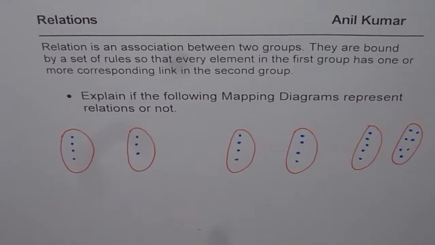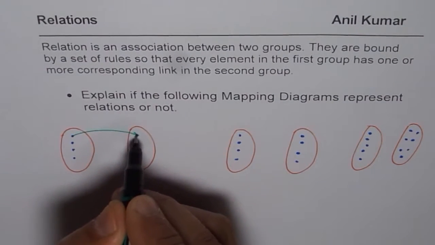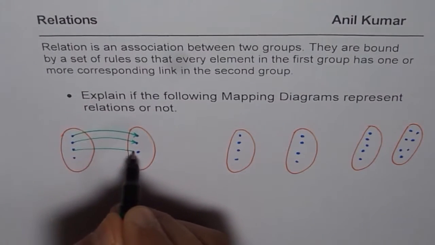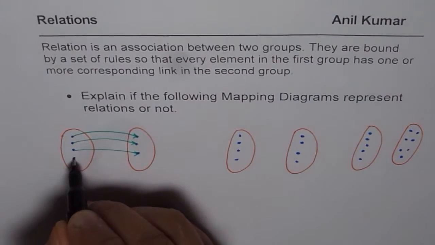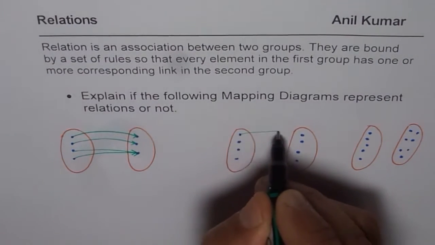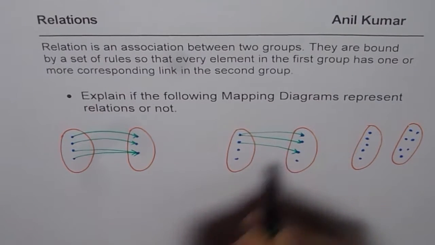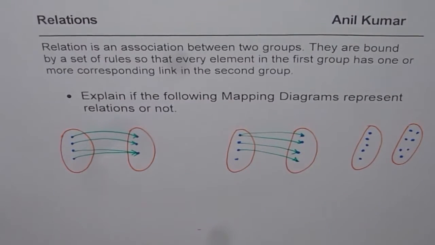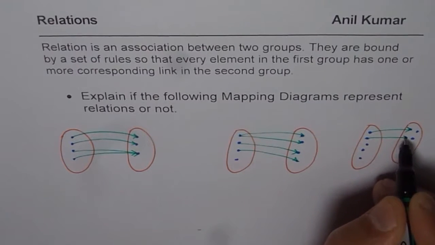Now let's connect them. This is set 1, and each element is related to an element in the second set. So let us say the relation is like this. Or it could be, let's say, like this. Let me connect these ones. And here what we have is the relation shown like this.